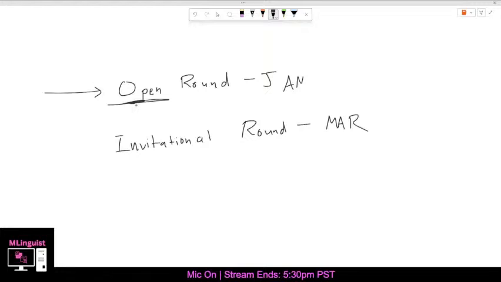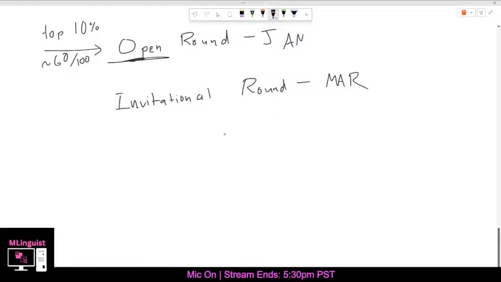And in this open round, you have to be in the top 10% of scorers in order to qualify for the invitational round. So usually the top 10% is around 60 out of 100 points, from the research that I've done, right? It's around 60 out of 100 points on the competition in the open round, right?